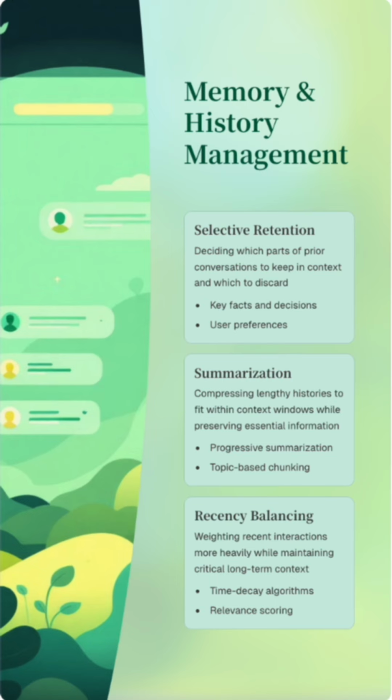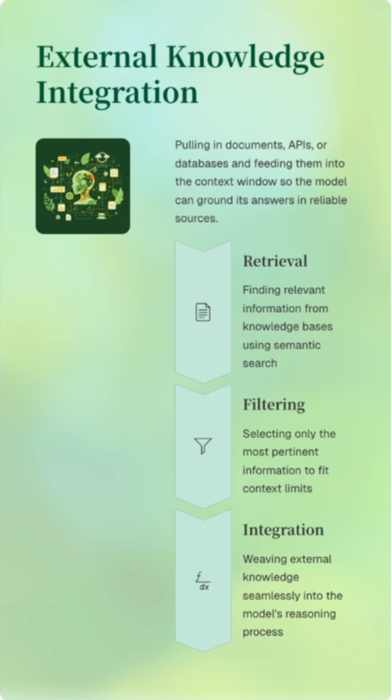Memory and history management. Deciding what parts of prior conversation or knowledge to include, summarize, or exclude to give the model the right situational awareness. External knowledge integration. Pulling in documents, APIs, or databases and feeding them into the context window so the model can ground its answers in reliable sources.